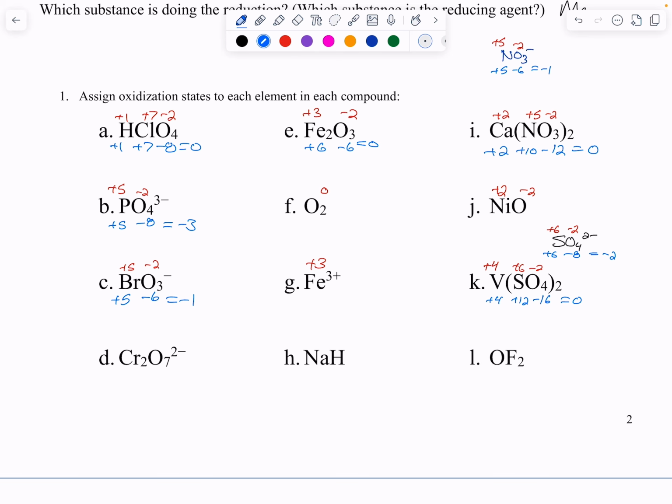Dichromate. We add up to -2. Got oxygen. Oxygen is -2. And there's 7 of them. That's -14. So we have to have plus 12 here. So each chromium is plus 6. Sodium hydride. +1 and -1. Oxygen difluoride. Oxygen is, we don't start with oxygen. We start with fluorine. It's -1. Be careful with that. So if you need to do the whole thing, feel free to do the whole. Oxygen is an element by itself, monatomic ion, right? Then fluorine. All right, so those are oxidation states. Hopefully we're getting comfortable with this.